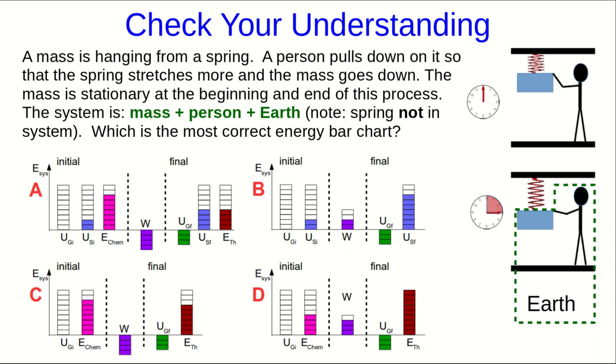So, we have a mass that's hanging from a spring. This is a lot like something that could happen in the lab, although usually in the lab the mass and spring wouldn't be this big. Anyway, a person pulls down on the mass so that the spring stretches more and the mass goes down. And the system is the mass, person, and Earth. Which of these is the most correct energy bar chart?